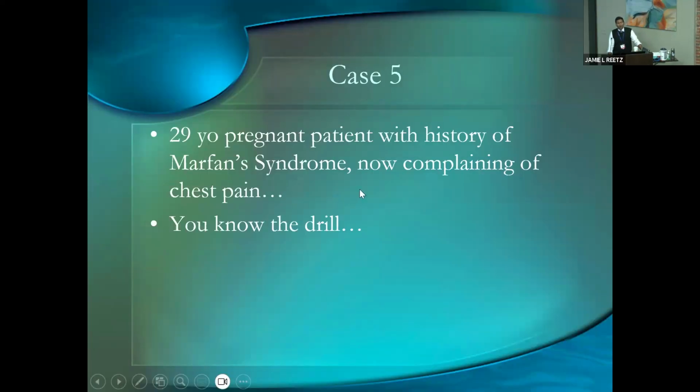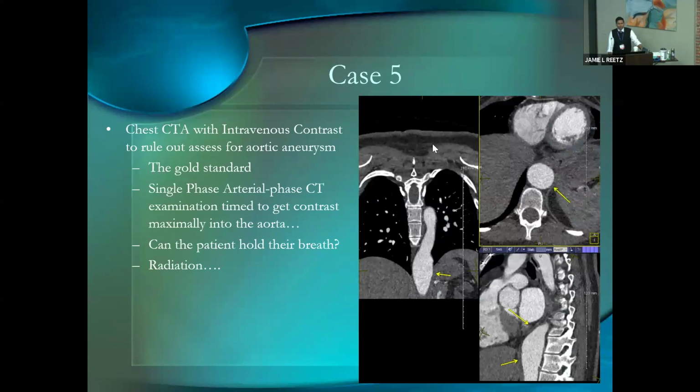Case 5, patient with Marfan syndrome complaining of chest pain. If she were dissecting or I was really concerned, I would order that chest CTA. This is one she got when she was not pregnant. Again, very easy diagnosis. I would order this as a CTA chest with intravenous contrast. Arterial phase CTA chest looks for aortic pathology. Easy peasy.